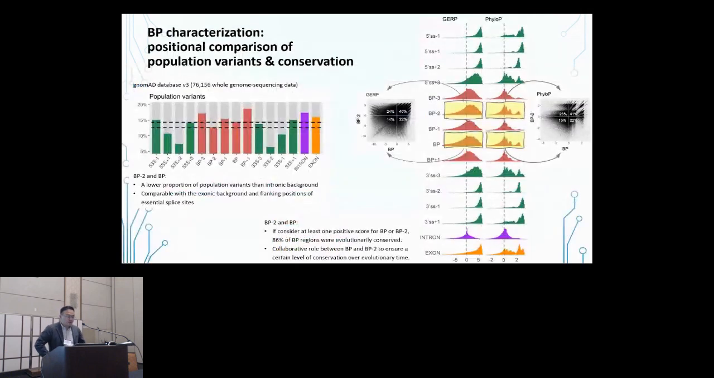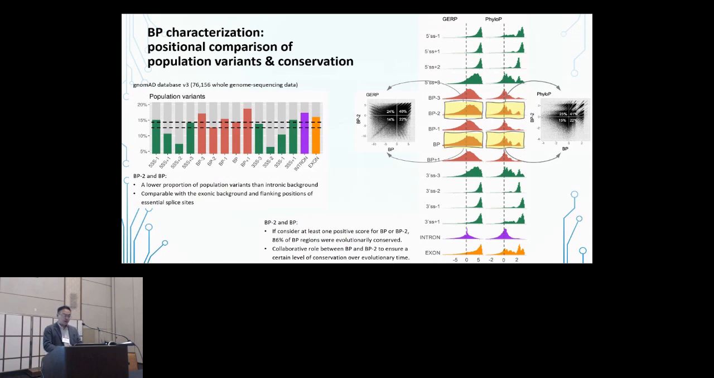And then we also do a positional comparison between the BP motif and the essential splice sites and random intron and exon positions. On your left-hand side, we see that within the human population, the proportion of variants at BP and BP minus 2 positions is much lower than at intronic random positions and almost comparable to the exons and the flanking regions in the essential splice site. On your right-hand side is the conservation score for all the positions.